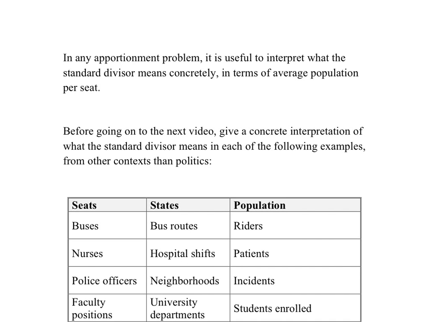In any apportionment problem, no matter what context it arises in, it's useful to interpret what the standard divisor means concretely, in terms of average population per seat, whatever population means in that example, and whatever seat means in that example. So before going on to the next video, give a concrete interpretation of what the standard divisor means in each of the following examples from other contexts than politics. For example, in our first item on the list here, where we're allocating buses to bus routes based on riders, what does the standard divisor mean here? Well, here it means the average number of riders per bus.